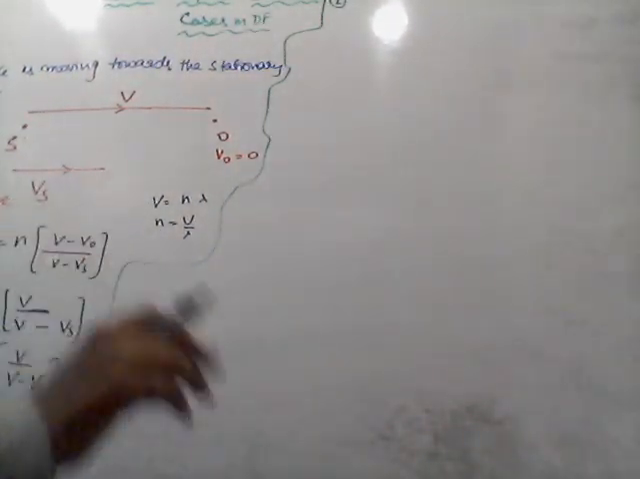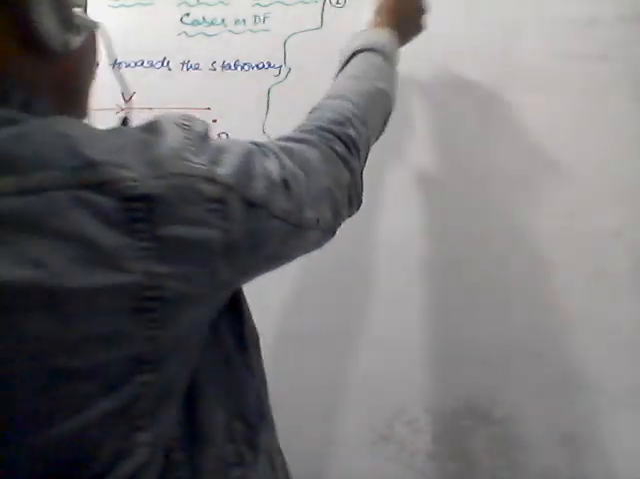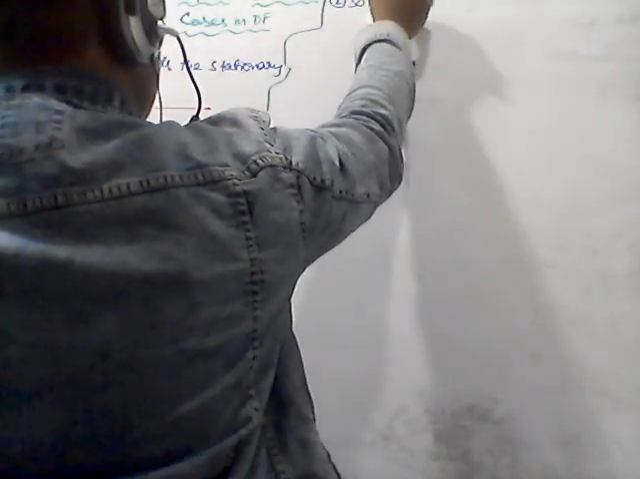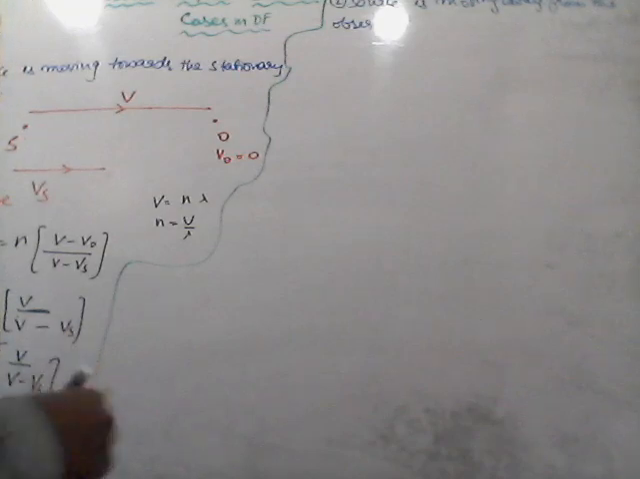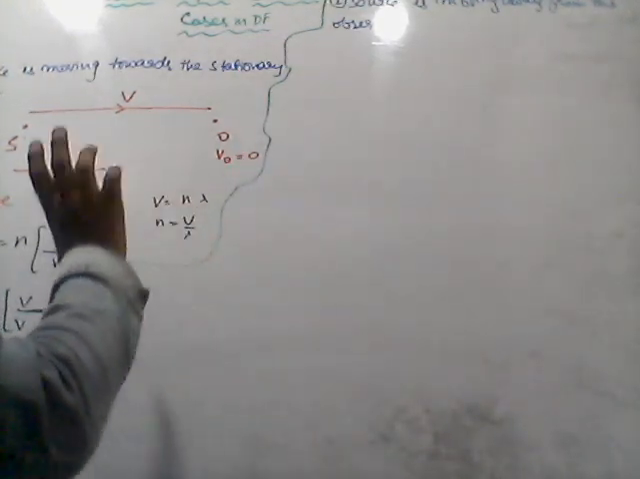Now let us come to the second case. The second case is just the opposite of the first case. What is the first case saying? That the source is moving towards the stationary observer. Here I am saying the source is moving away from the observer. I'm cutting down the derivation because it's the same thing, just the sign convention changes. We'll draw the pictorial diagram here.